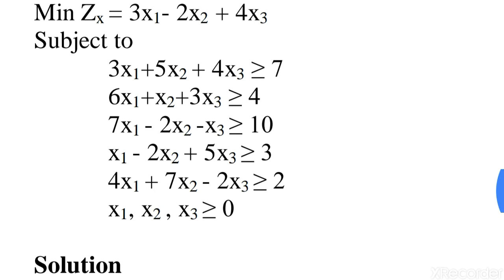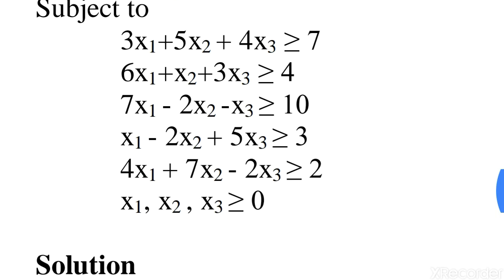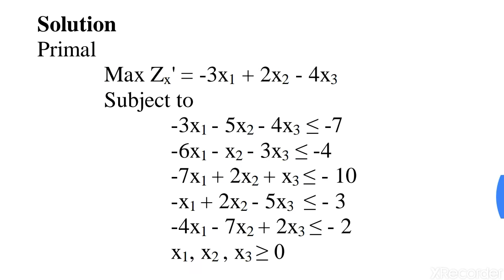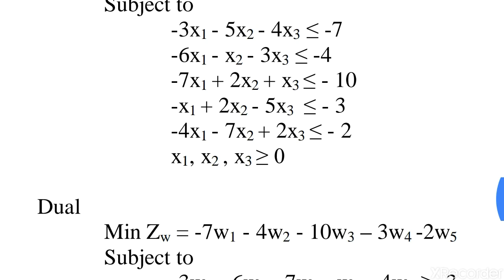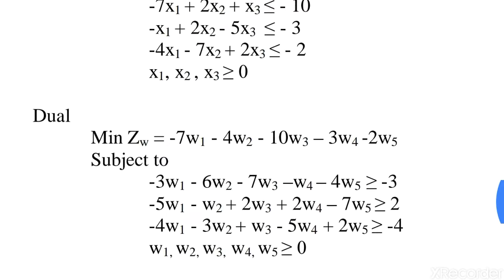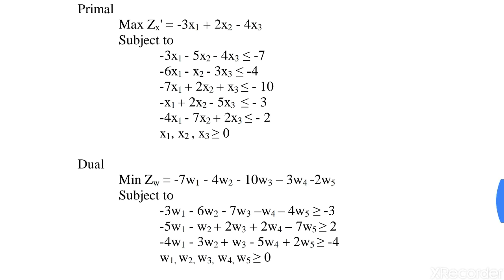In order to change that form, you have to multiply -1 to all the 5 constraints. So after that you get this answer. This is the next step, and it's also called the primal solution. Now the third step is to convert this into a dual form, that is your proper solution. Here all the 4 steps are followed now.